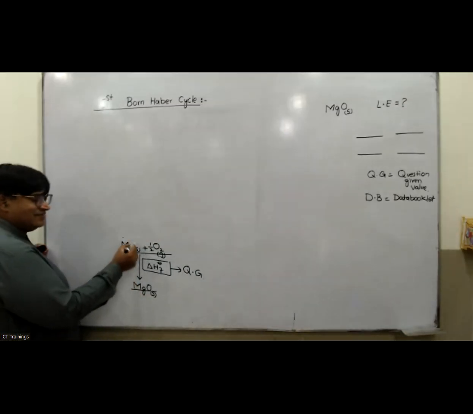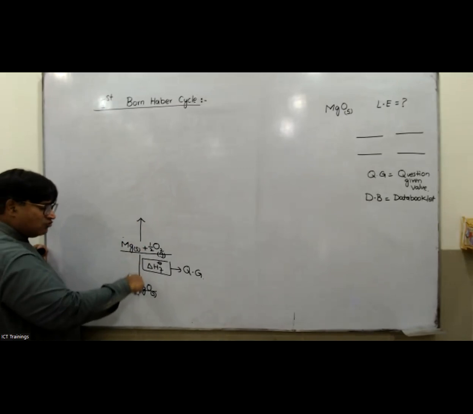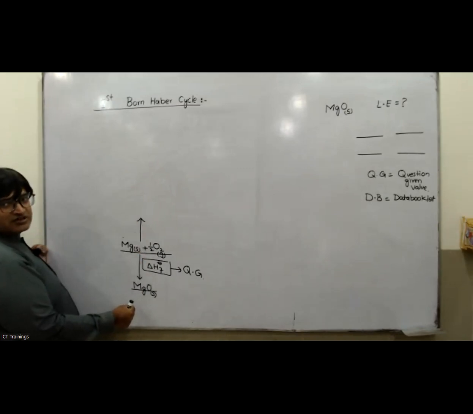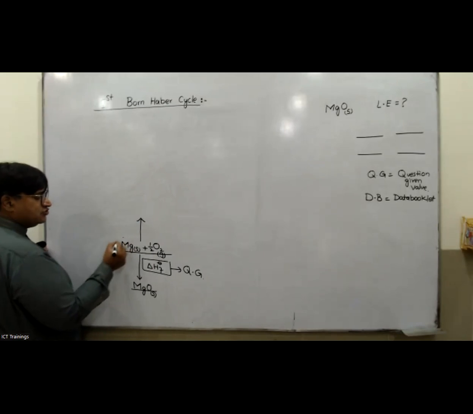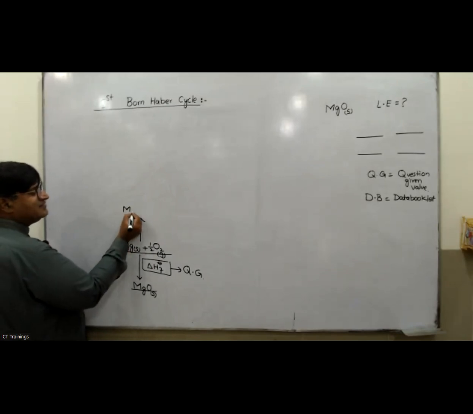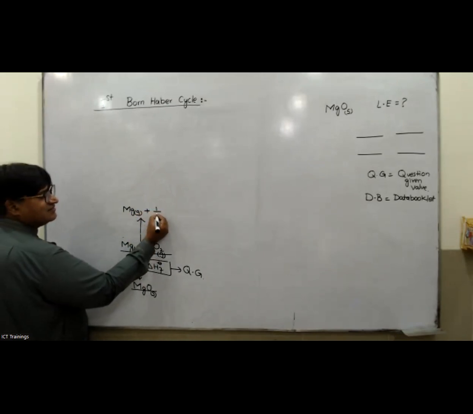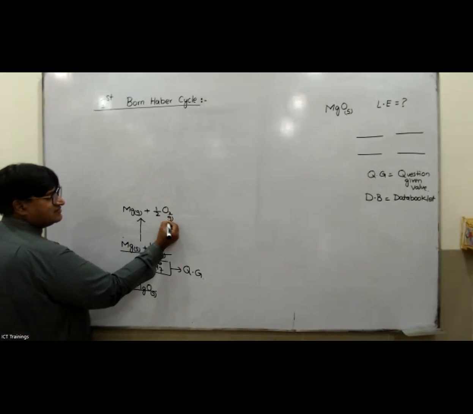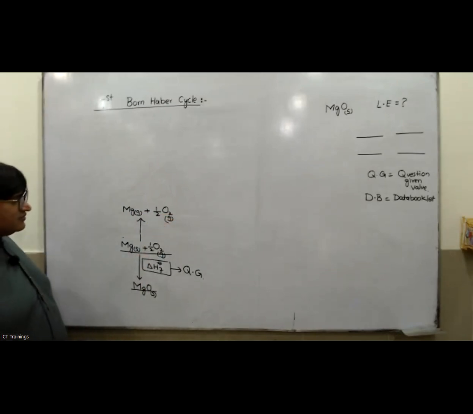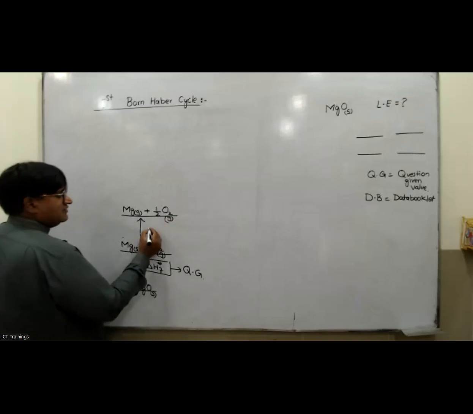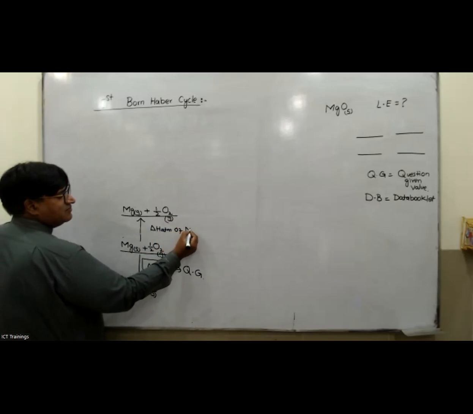Okay, so let's start. First of all, we take this element, not this one, first of all this element. So we make an arrow upward. This upward arrow shows that it is an endothermic process. The downward arrow shows it's an exothermic process. First of all, we change this magnesium solid into magnesium gas like that, and write half O2 as it is. Did you get it? Now put a line up here. This is actually the delta H of atomization of magnesium.